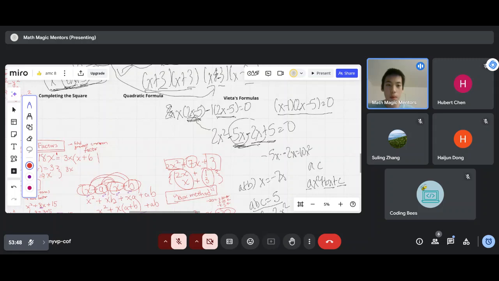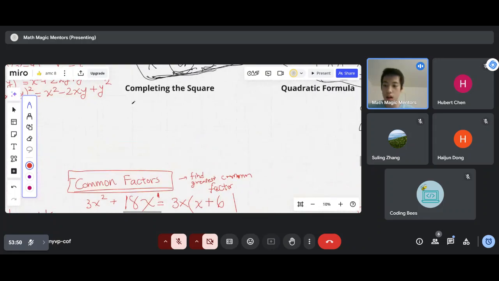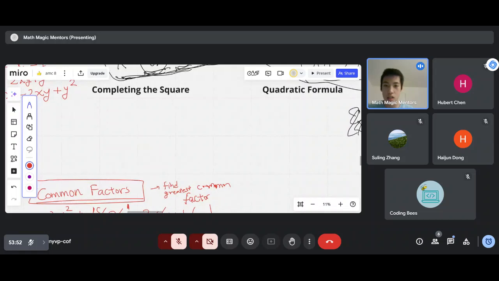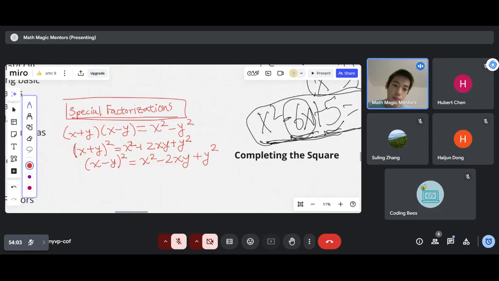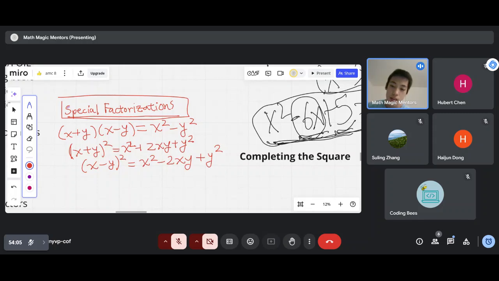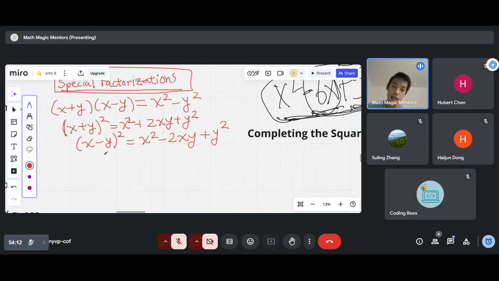All right, so there's one more method that you should probably know before we end the session, which is completing the square. So what does that mean? Remember the factorization of x plus y squared? This is the factorization for perfect square trinomials. So if you see something like x squared plus 2xy plus y squared, you can factor it as x plus y squared, just undoing it, right?